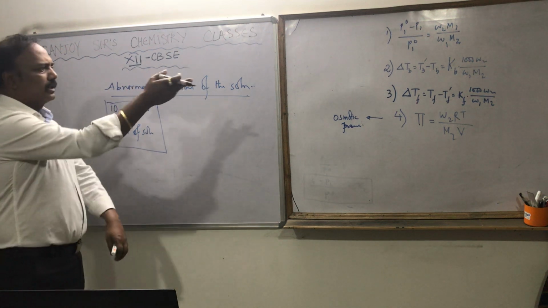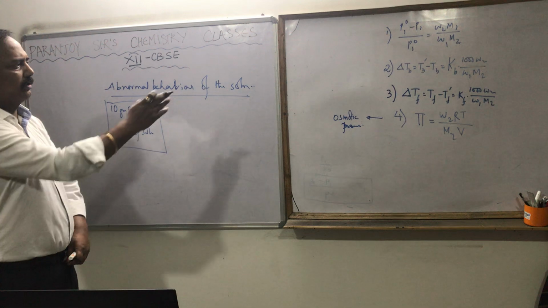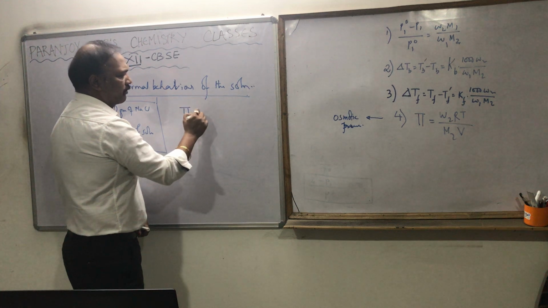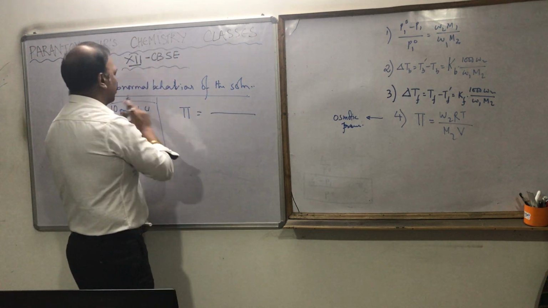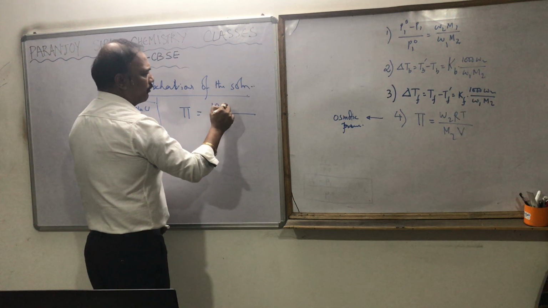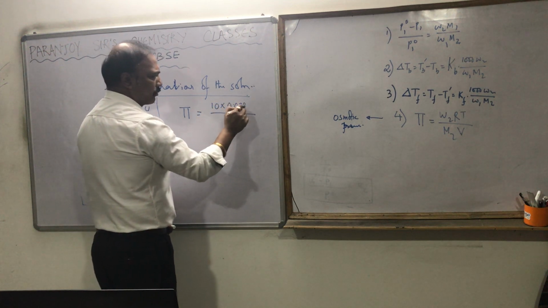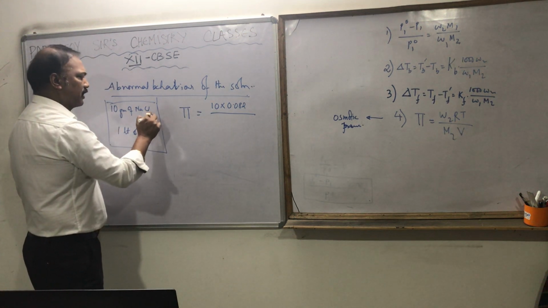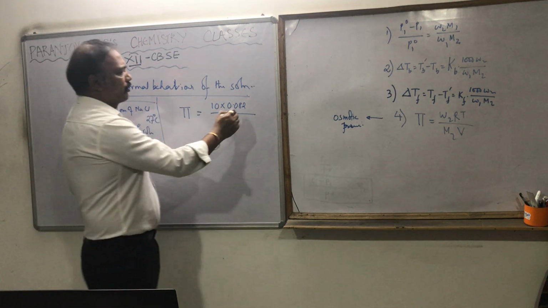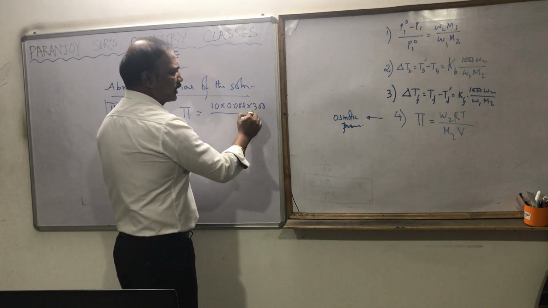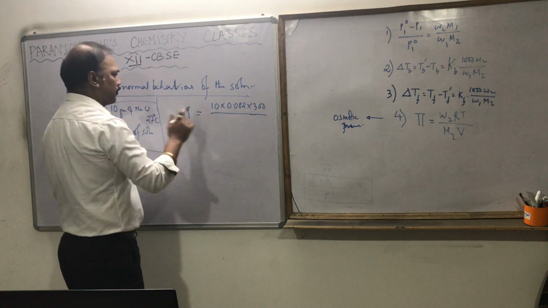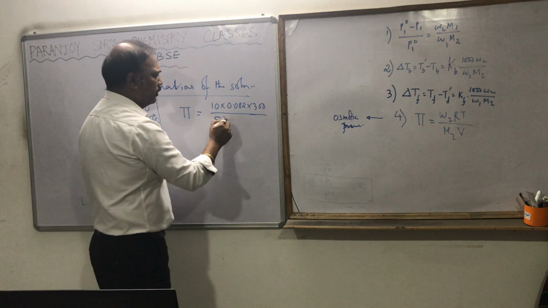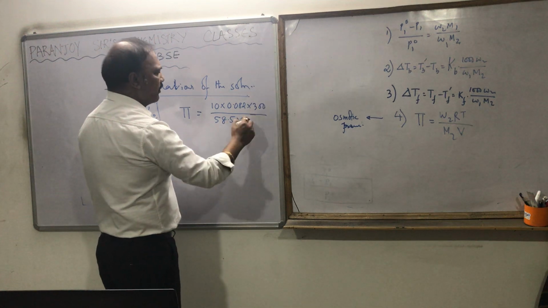Now if I ask you to calculate the osmotic pressure of it, theoretically you know the equation. The osmotic pressure will be equal to W2, how many grams we have taken, 10 gram, into R. What is R? 0.082 liter atmosphere per Kelvin per mole. Into temperature, suppose it's happening at 27 degrees Celsius, so it's 300 Kelvin, divided by M2. What is the molar mass of sodium chloride? It is 35.5 plus 23, which is equal to 58.5, into V, which is 1.